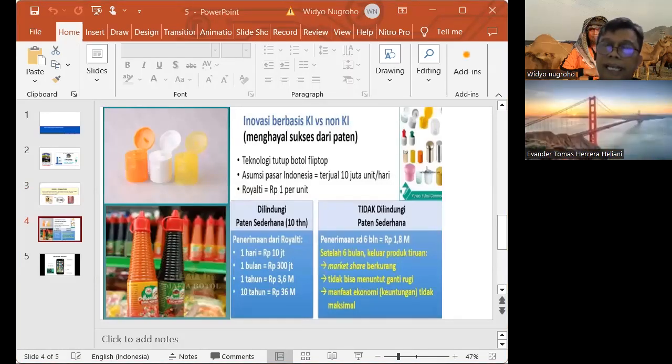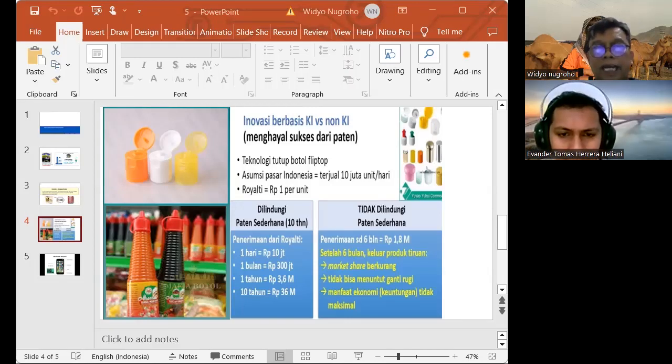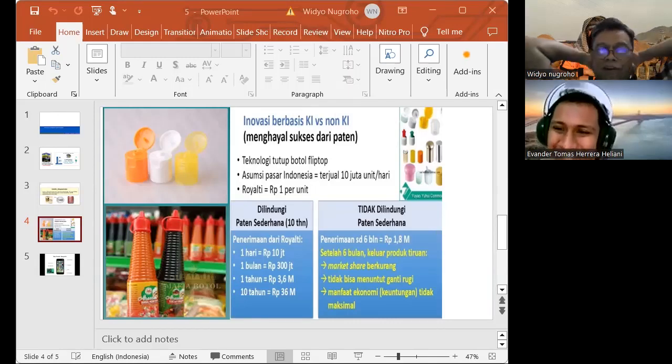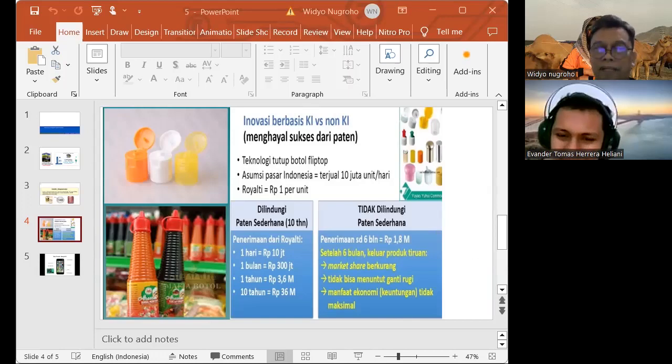Innovation based on intellectual property rights versus non-intellectual property. Let's imagine being successful and wealthy from the invention or patent we create. For example, the flip-top bottle cap. Previously, when we wanted to open a bottle of sauce, we had to hit it with a sharp object like a nail to create a hole.